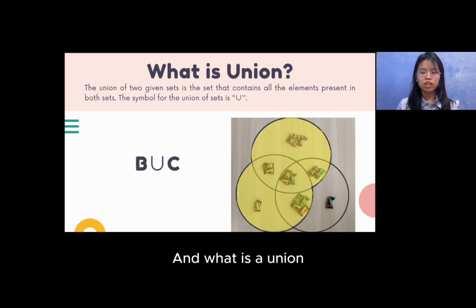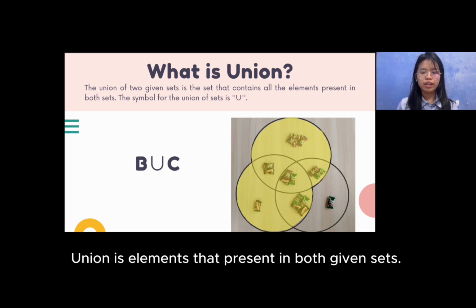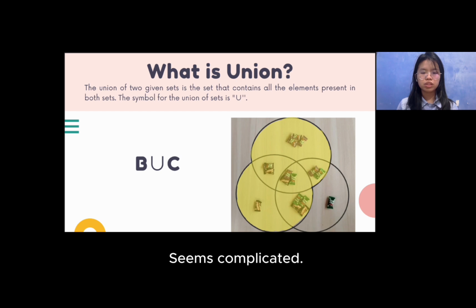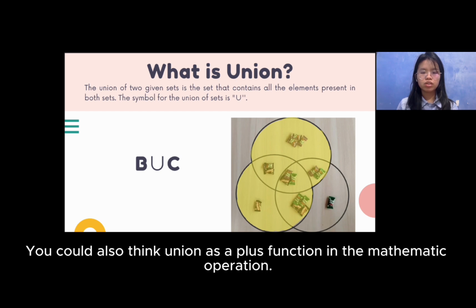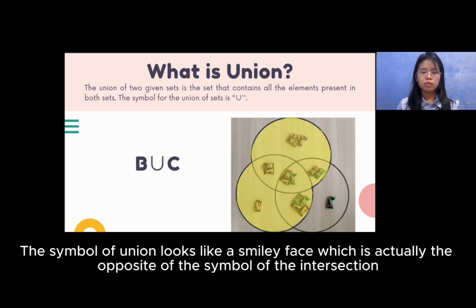And what is a union? A union is the elements that are present in either of the given sets. Seems complicated? You could also think of union as a plus function in mathematical operation. The symbol of the union looks like a smiley face, which is actually the opposite of the symbol of the intersection.